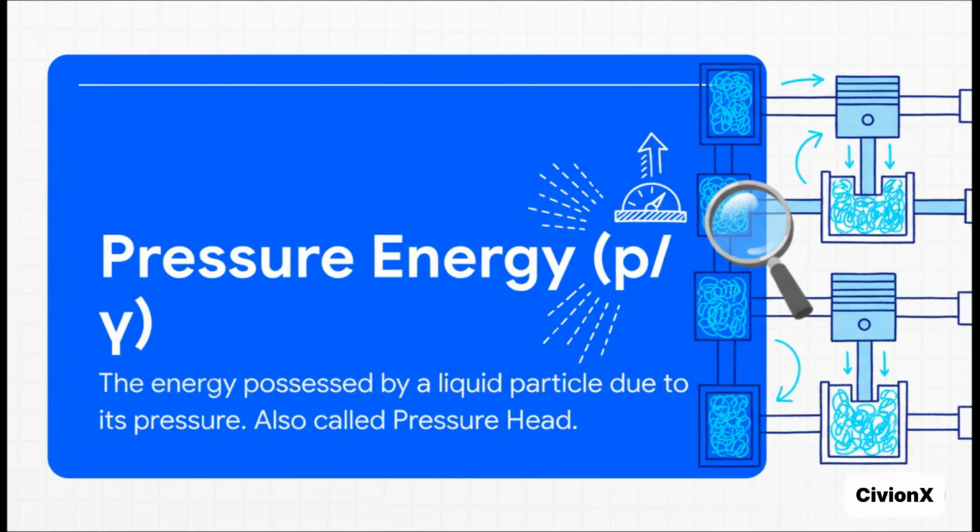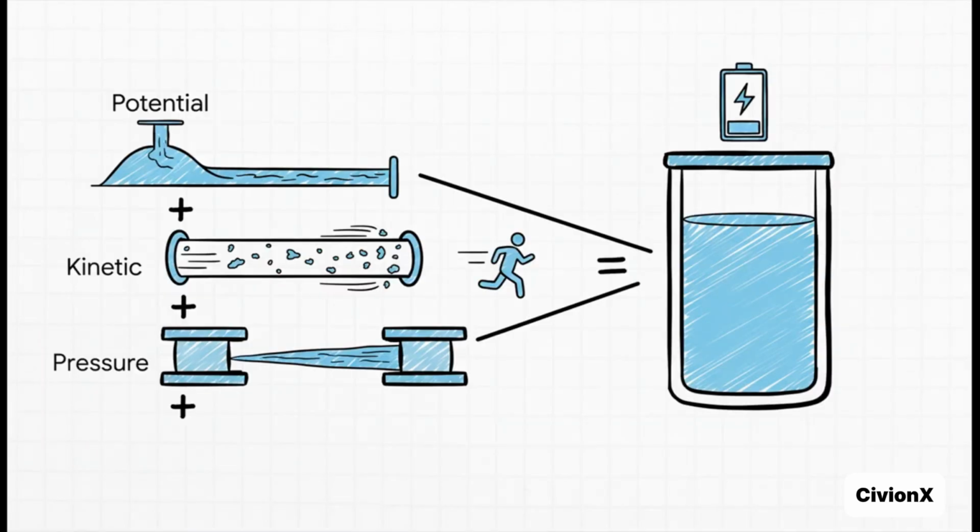And finally, the third piece of our puzzle is pressure energy, or pressure head. For this one, imagine you're squeezing a water balloon. That pressure you're putting on it, that's storing energy inside the water. That's pressure energy. And we represent that with P for pressure, divided by gamma, which is basically a measure of the fluid's weight. So here's the big takeaway.